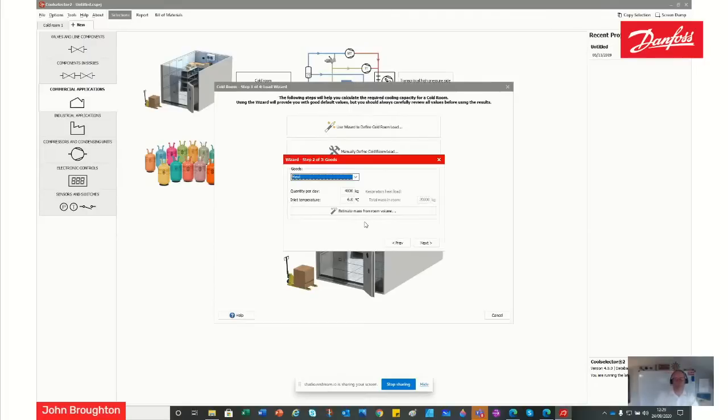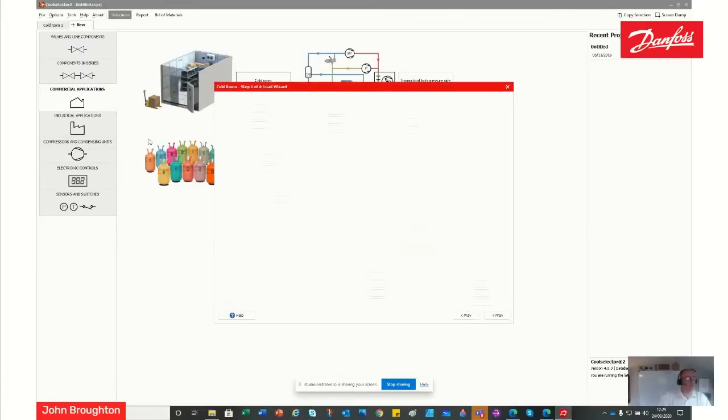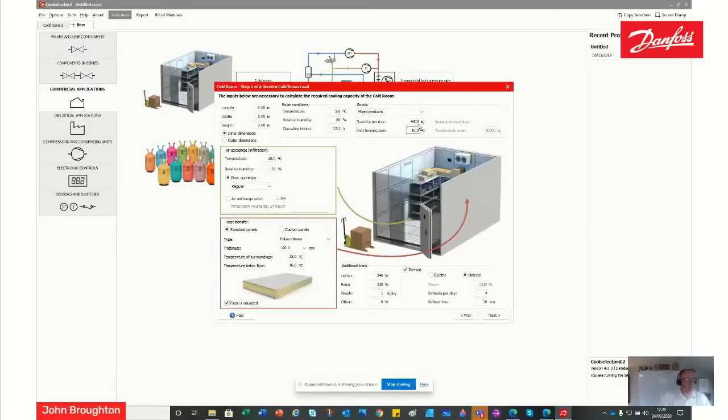The challenge is I can't put that into the system, even if we do it in the manual mode. And I'll just go back to the manual mode a second. If we define it manually, we still are limited a little bit by the goods choice, the products within the cold room. So again, we can only choose these predefined products.